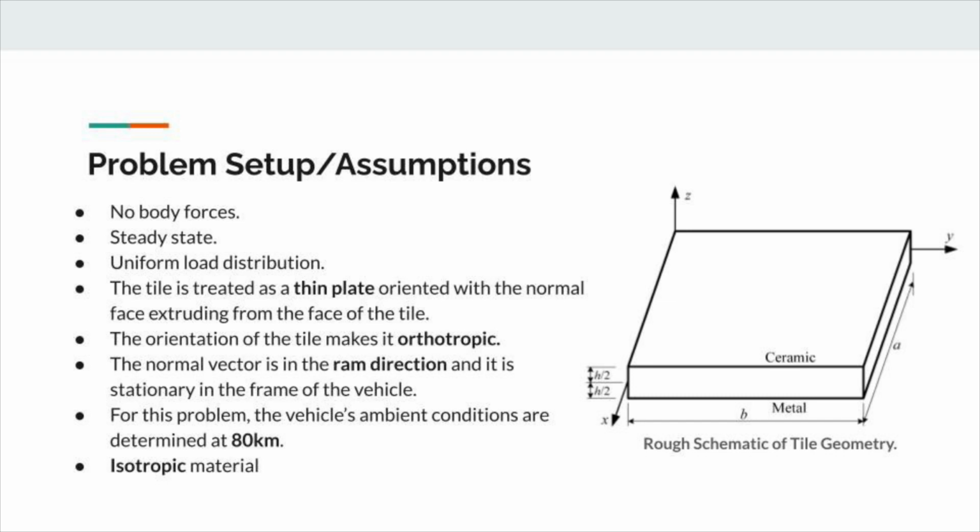In order to analyze the subsystem, several assumptions have to be made about the material. The first assumption is that the subsystem is a thin plate with a normal vector parallel to the z-axis and oriented in the ram direction. The second assumption is that the material is isotropic and all material properties are constant throughout the plate. This allows for the use of the idealized constitutive equation to analyze stress.